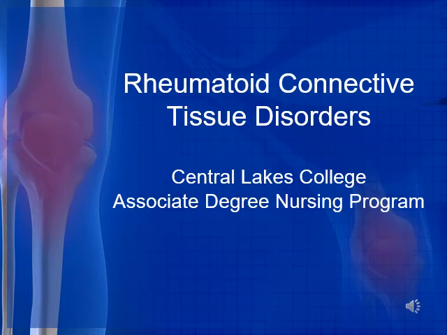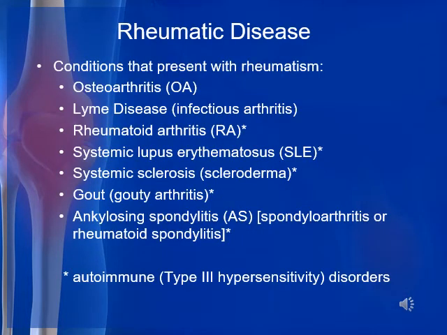In this section of audio PowerPoint, we will be discussing the rheumatic disorders. There are over 100 different types of disorders that we classify as rheumatic diseases or rheumatic disorders that involve the muscle, bones, cartilage, ligaments, tendons, and just inflammation of the joint space.